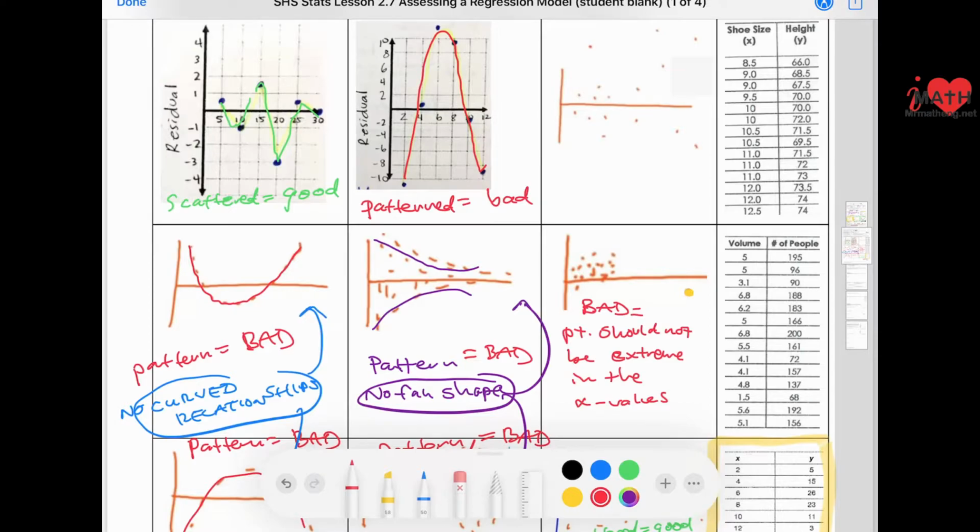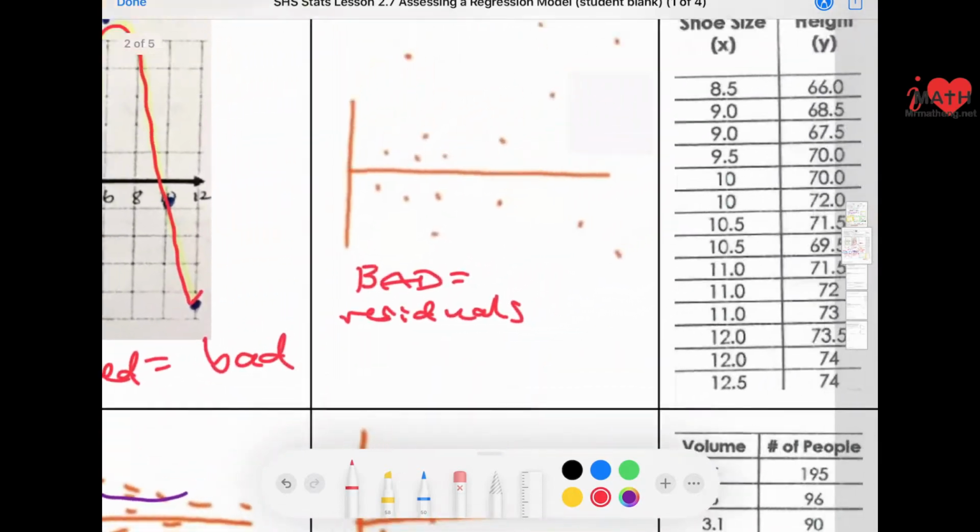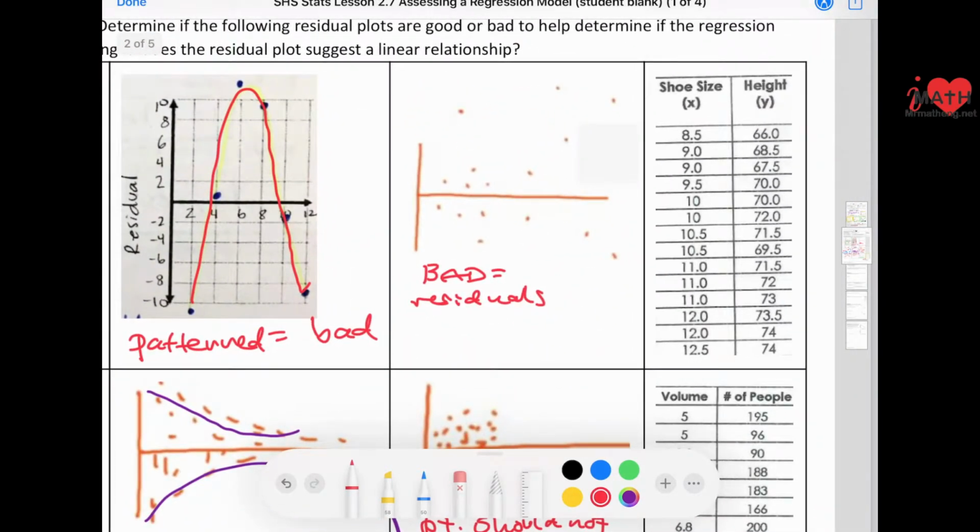How about the one above it here? This one is also bad, although it looks scattered. This one is bad because there's probably too many dots happening here. We should actually, the residuals should be a relatively small size. Relatively small in size and not kind of fanned out like that.